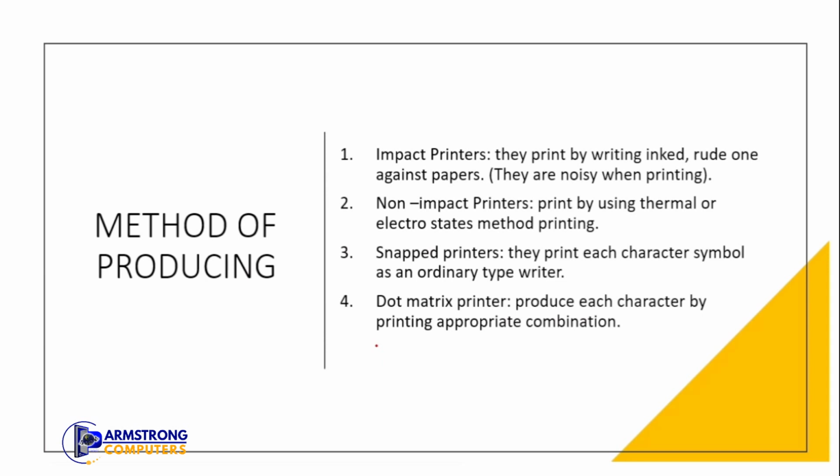Then we also have the dot matrix printers. They print each character by printing an appropriate combination of dots. This becomes the color printer that prints black and white and color combinations. So the impact printers are the typewriter, and the non-impact printers are the LaserJet. The smart printers are also some of the LaserJet printers like Canon printers, and we also have the dot matrix printers, which are also the color printers that print both black and white.